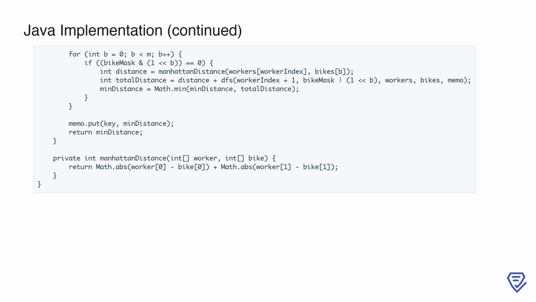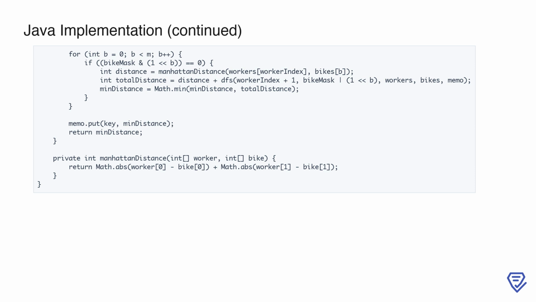If not, we calculate the Manhattan distance between the current worker and the bike using the helper method Manhattan distance. This distance is added to the result of a recursive call to DFS, where we move to the next worker and update the bike mask to mark this bike as assigned. We update min distance with the minimum total distance found. Finally, we memoize the result for the current key and return min distance.